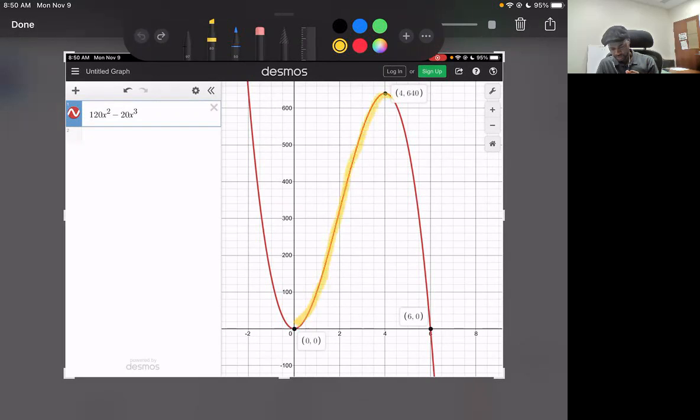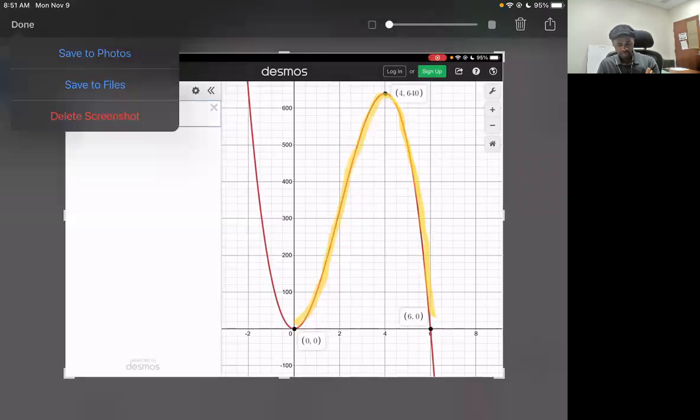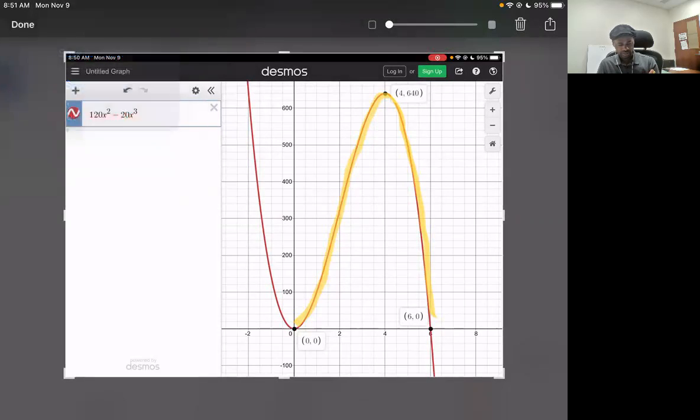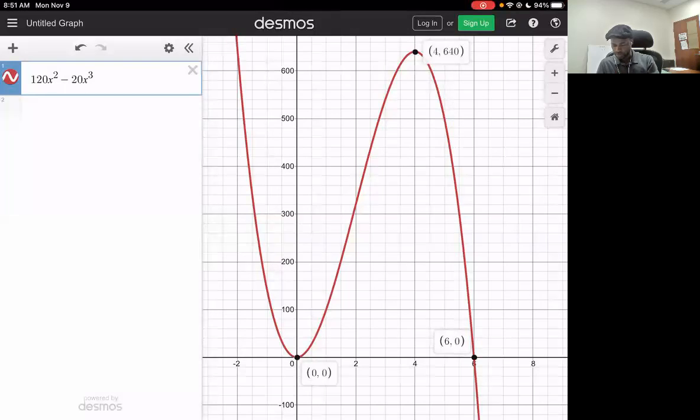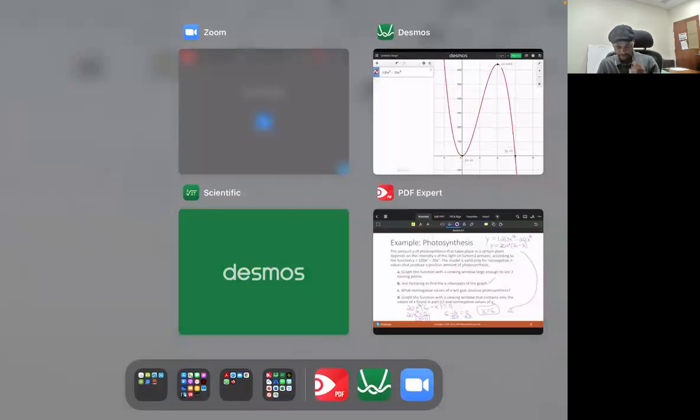I want everything between 0 and 6, because those are my zeros. Once you go beyond 6, you won't have positive photosynthesis. So I'm going to go ahead and delete that. All right, let's go back to the PowerPoint.